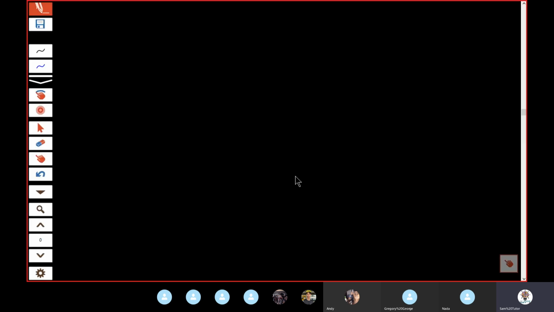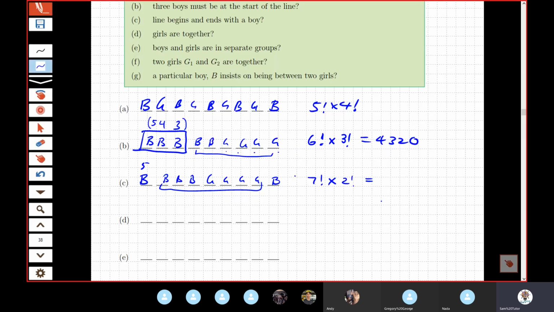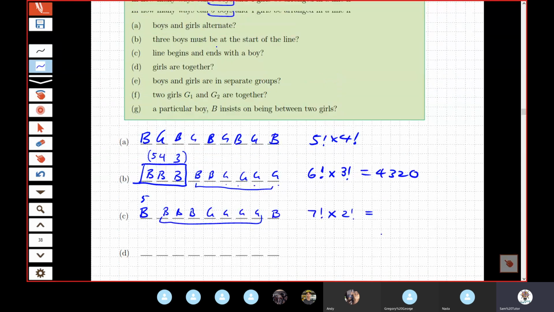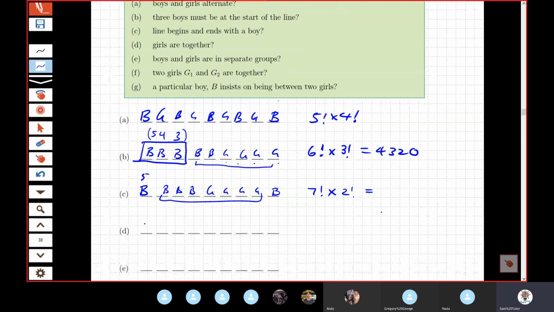Okay. I'm going to continue before we get everyone confused, and we'll try to come back to what you're trying to say. Girls are together. All right. So for the girls to be together, it's going to be G, G, G, G in one big group. Then we're going to have 1, 2, 3, 4, 5, 6 factorial multiplied by 4 factorial.